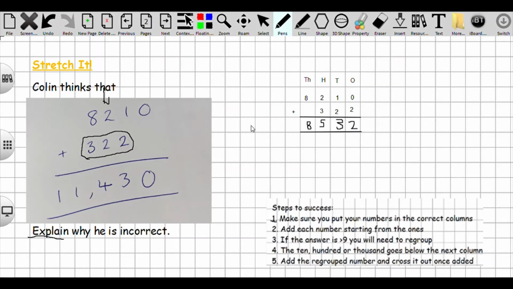Okay, what mistake has he made? Yes, he's got the answer wrong. Yes, that is the answer. But what has he done wrong? Okay, he hasn't put his numbers into the correct place value columns. The 3 does not go with the thousands because it is worth only 300. Okay, be very specific and careful with your maths vocabulary.